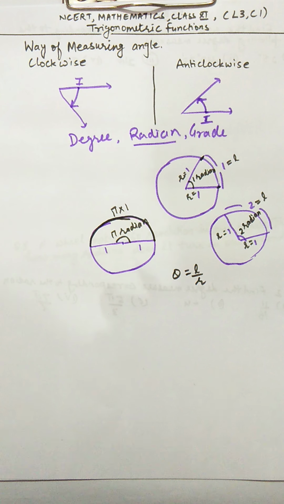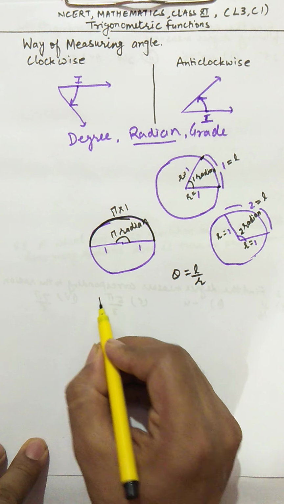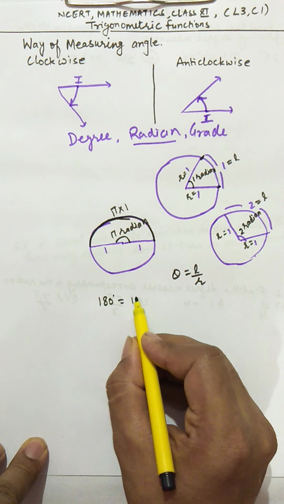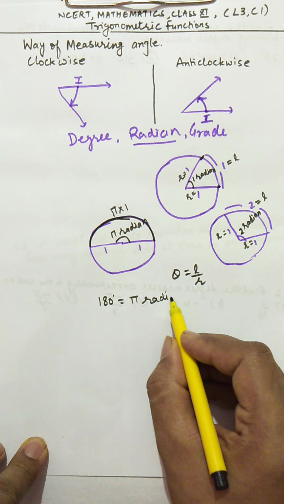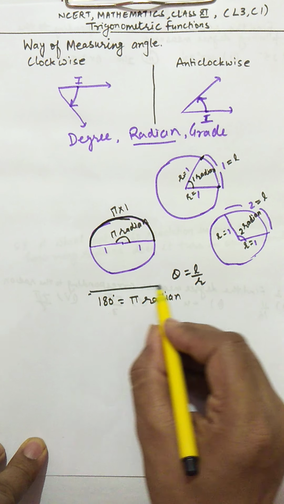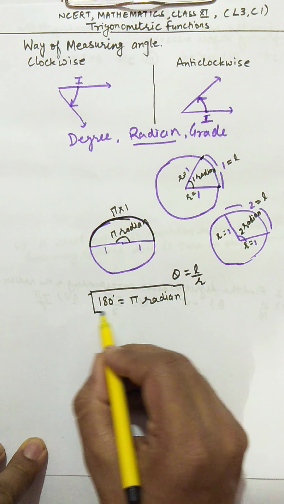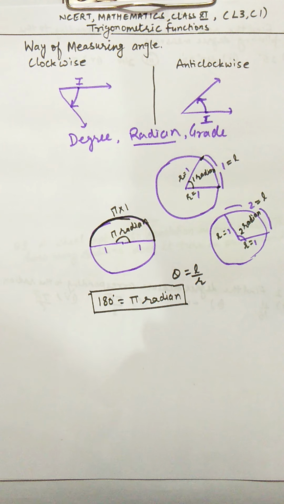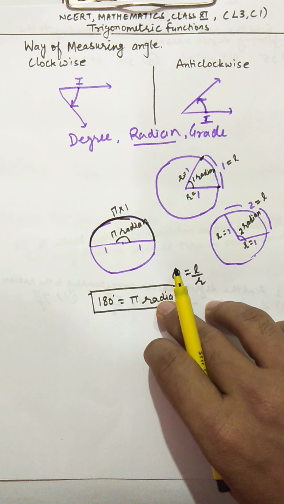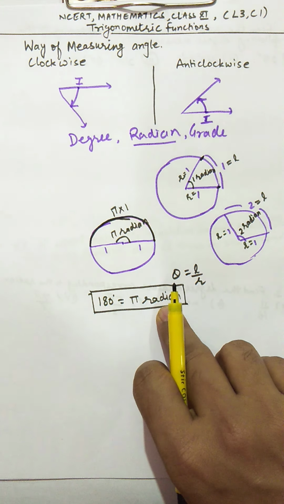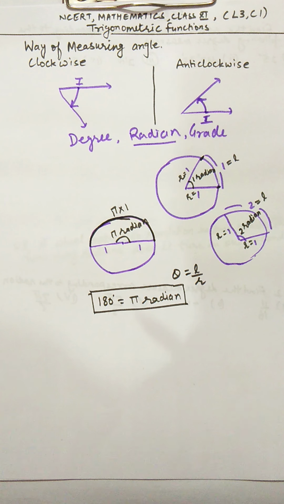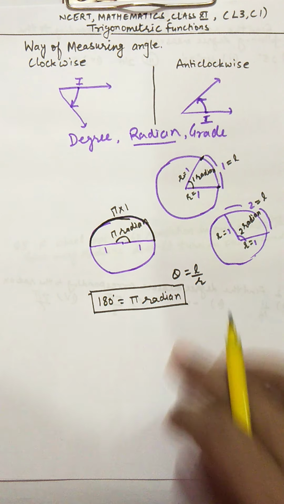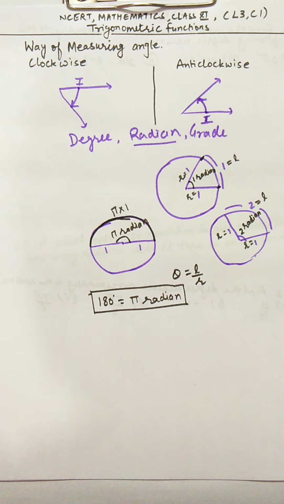radian. So now we are going to get a very important relation between degree and radian, and that relation is that 180 degree is equal to pi radian. This relation is going to help us in many ways, and in class 11th and 12th we'll be using angles in terms of radians.